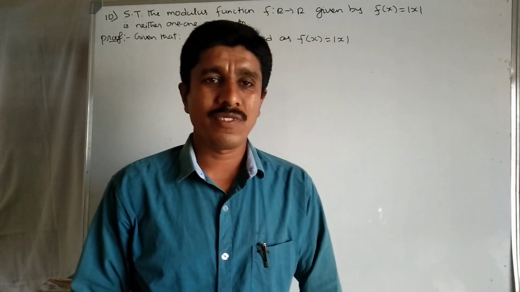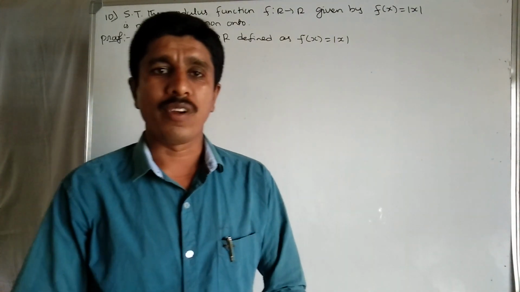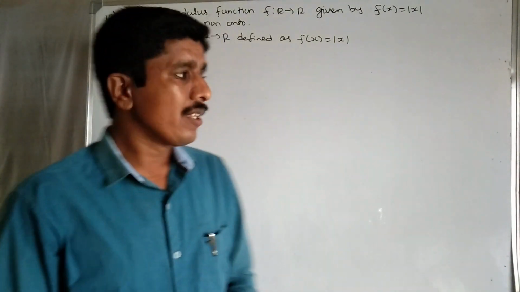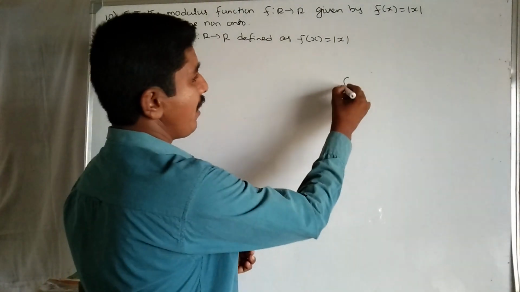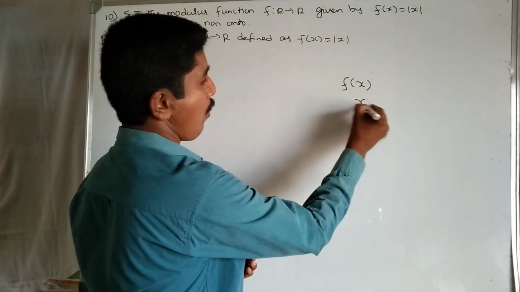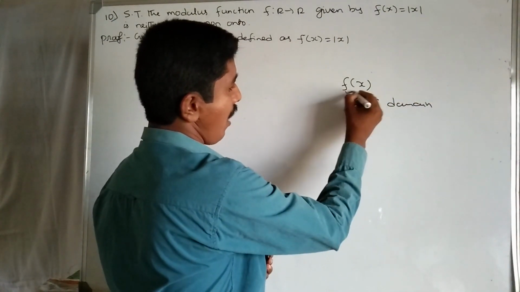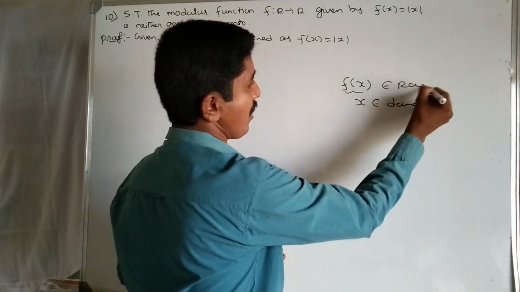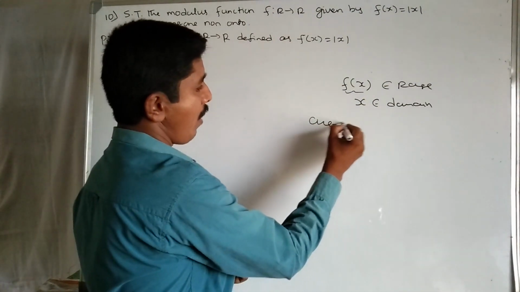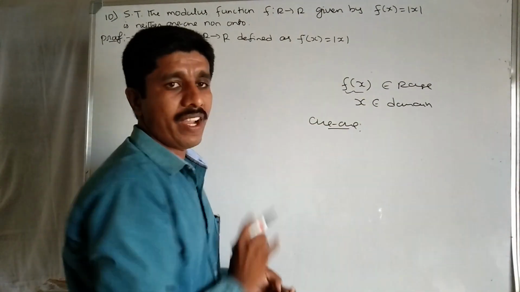Now we go to the problems. Before that, we shall recall how to define one-one and onto. In f of x, what about x? x belongs to the domain of the function. Total f of x belongs to the range of the function. One-one is also called an injective function.